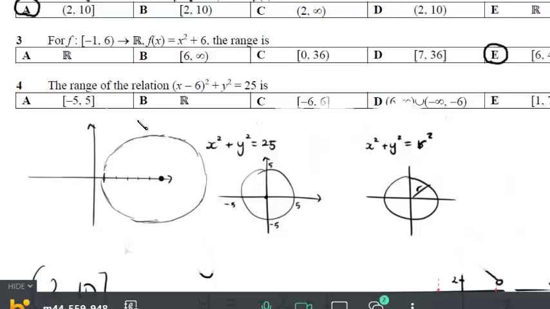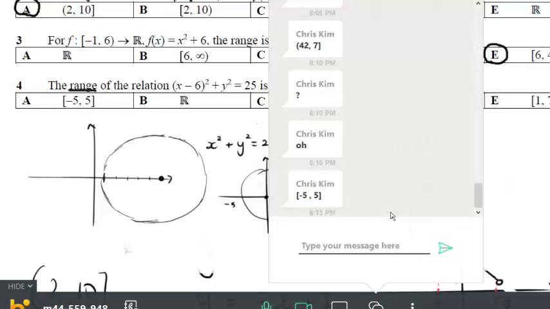So I want you to pick your answer from here. Okay, so they're just looking for the range. Okay, so I want you to pick your answer. Oh, Chris already mentioned -5 to 5. Excellent, very good. So the answer is A.